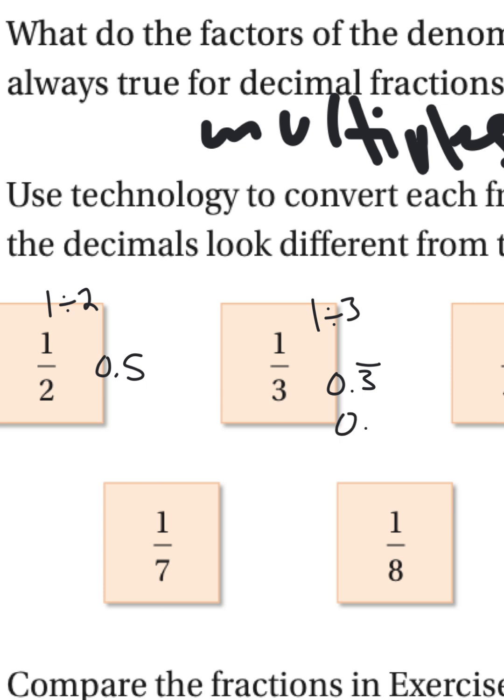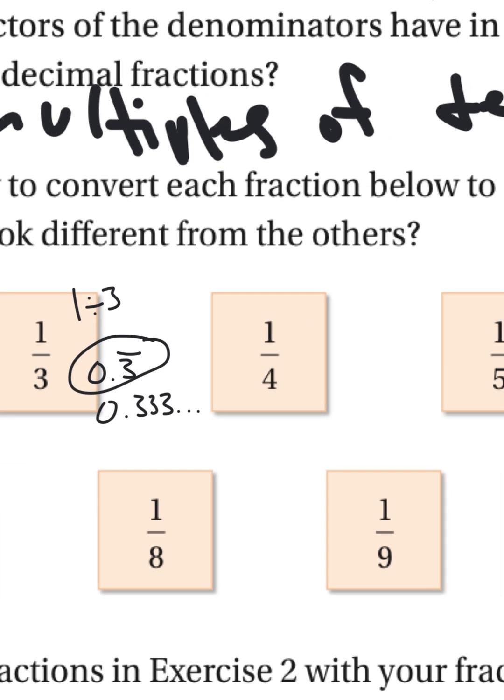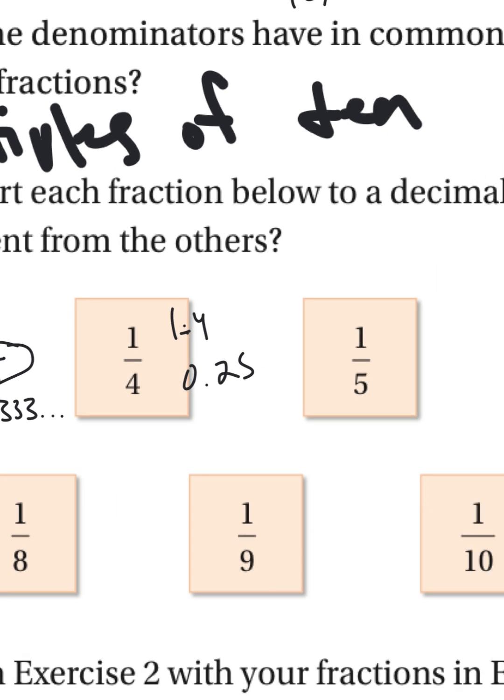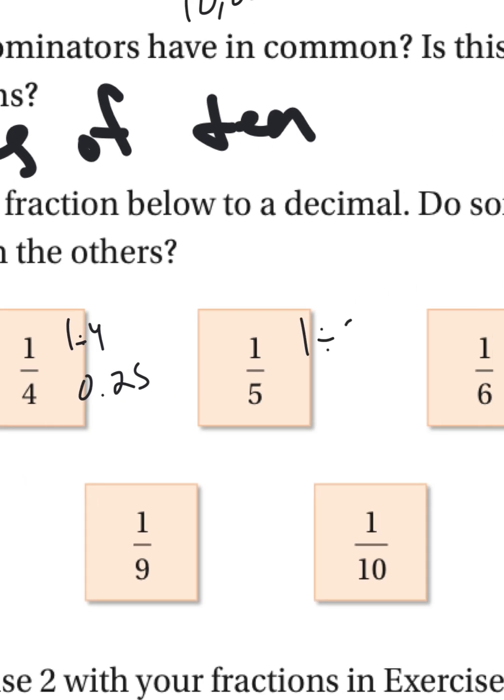You can write that as 0.333... However, when we add this bar on top, that shows us that it's repeating. So that's a little more accurate. Okay, 1 divided by 4, you should get 0.25. 1 divided by 5, you should get 0.2.